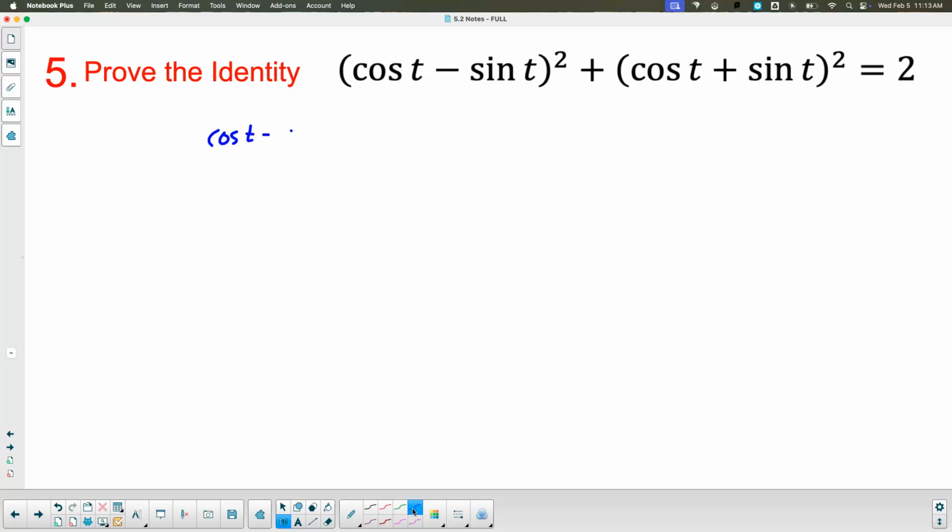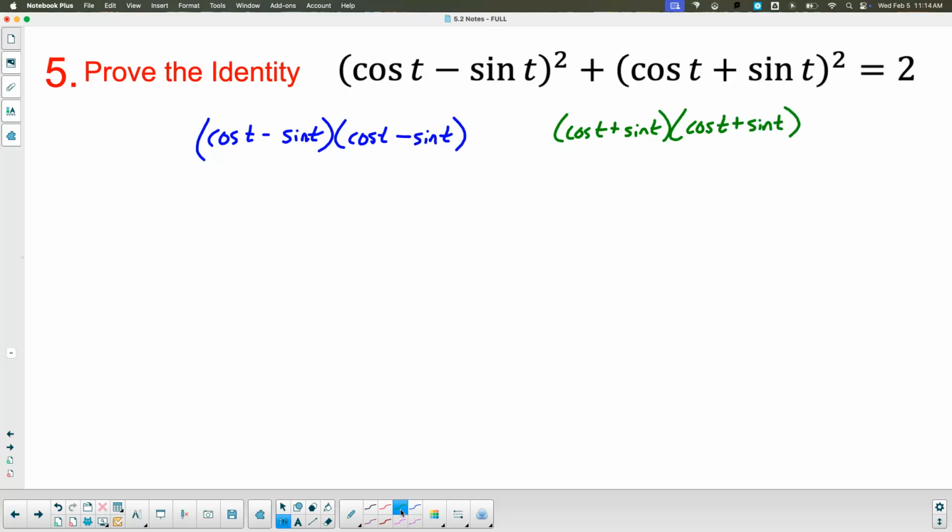So really, this is cosine of t minus sine of t times cosine of t minus sine of t. And this one is cosine of t plus sine of t, cosine of t plus sine of t. And I still have an addition sign in between. Yes? Now what? Let's work blue. We'll do blue first. What does blue become then?